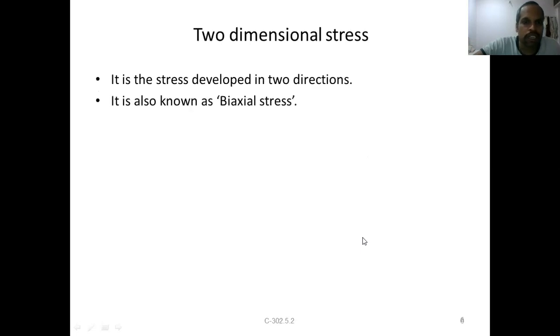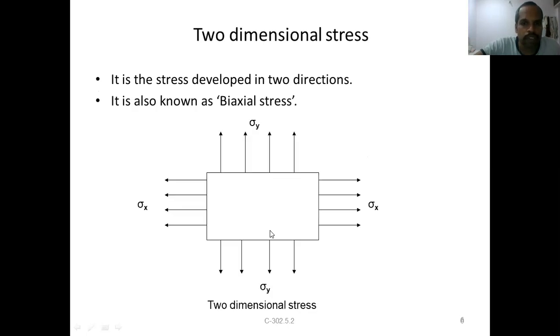Two-dimensional stress. It is a stress developed in two directions. It is also known as biaxial, along the two axes like this. This is subjected to sigma x on both sides, and in these directions sigma y, means along the x direction as well as the y direction, two planes. The stress is subjected to stresses on two planes, x direction and y direction. Total it is subject to the xy plane. Previously only along the x direction, means only one plane, right?